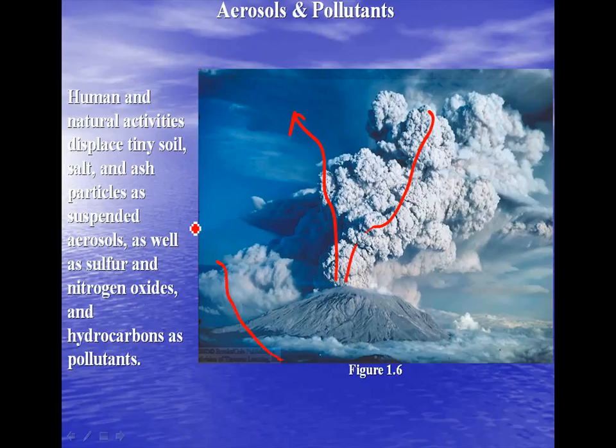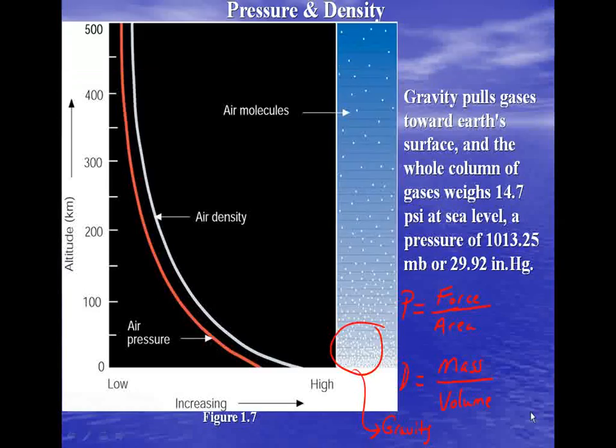Soil particles that are thrown up into the atmosphere. Sulfur, nitrogen oxides. All of these types of things can be used to create precipitation. They can also be a cause for problems with breathing and other types of physical ailments. So they play both a positive and negative role in our weather.